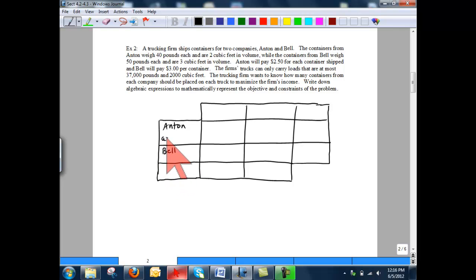So let's let A be the number of containers of Anton and B be the number of containers of Bell products that are shipped. So we're not actually making these, but we are shipping them.